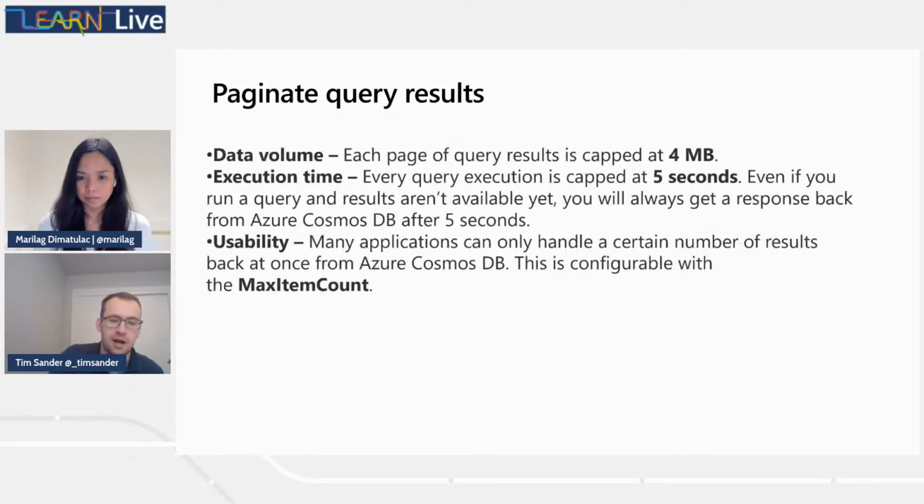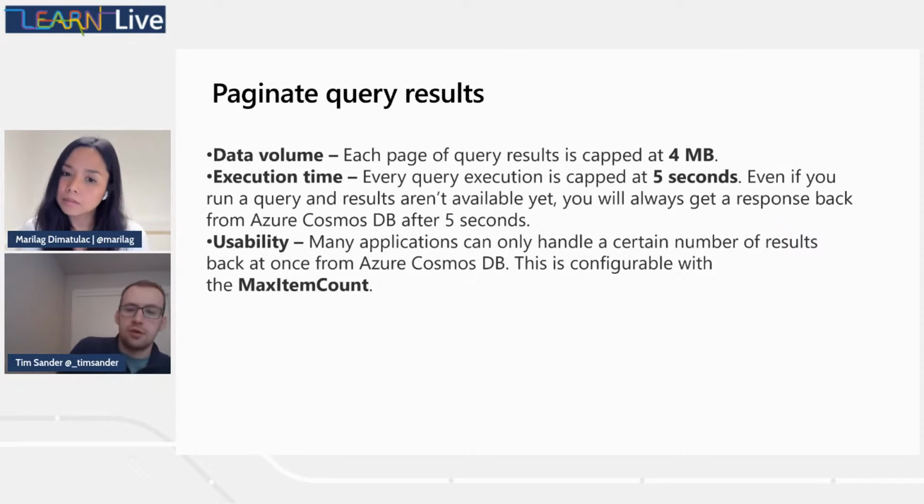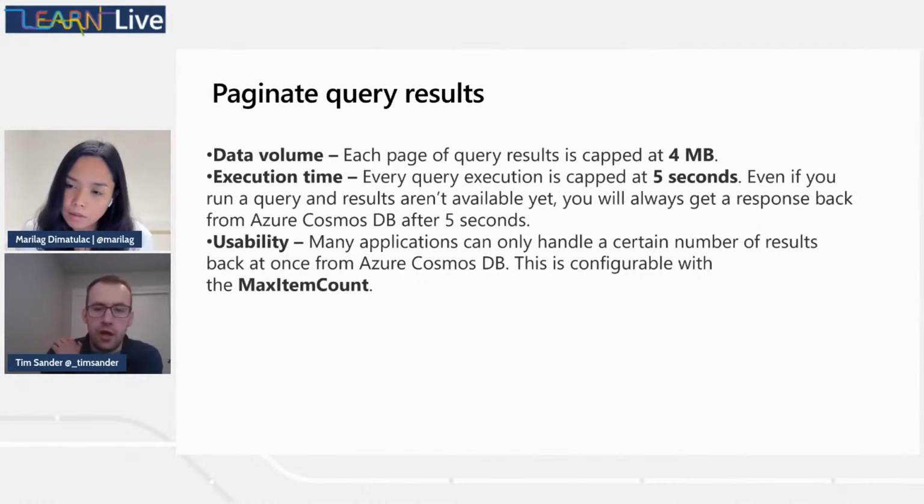The same concept exists in Cosmos DB. Now, in Cosmos DB, every page of query results is capped at 4 MB. This is actually true for any response in Cosmos DB. It's always capped at 4 MB. So if you do any sort of operation, the response is capped at 4 MB in size. Query execution is also capped at 5 seconds.